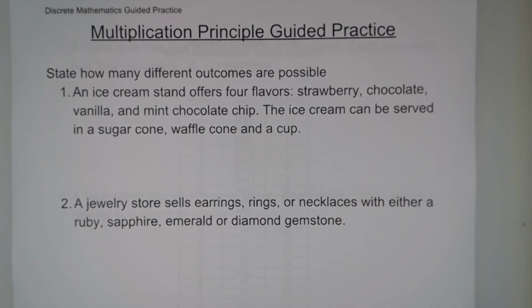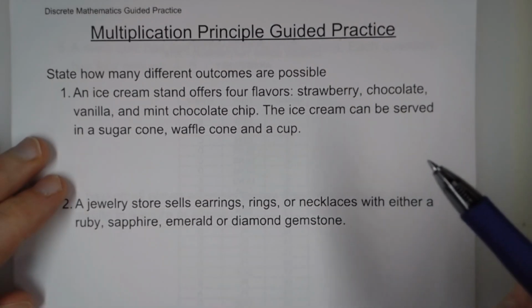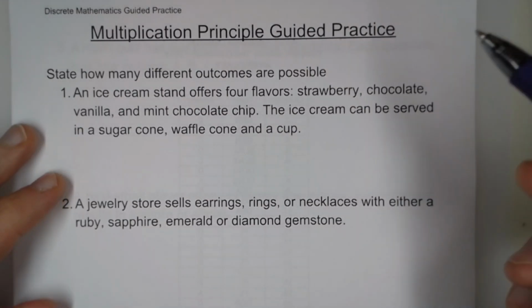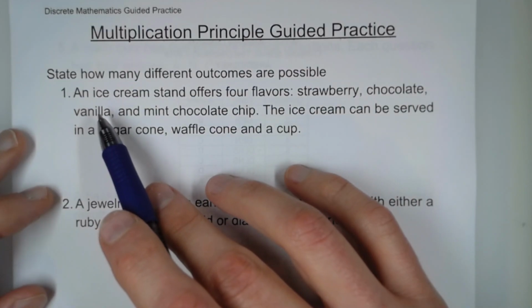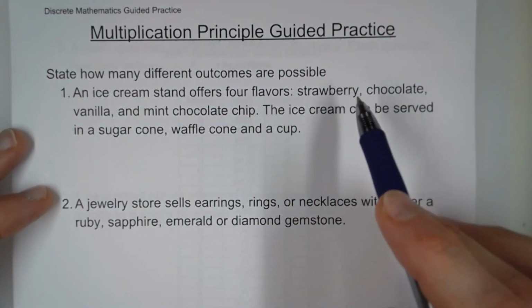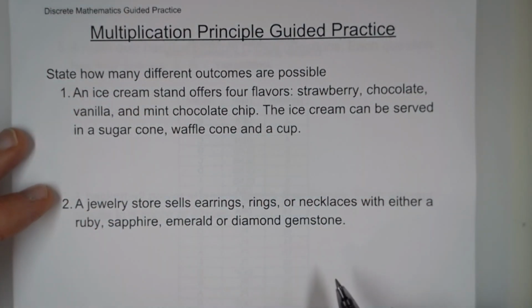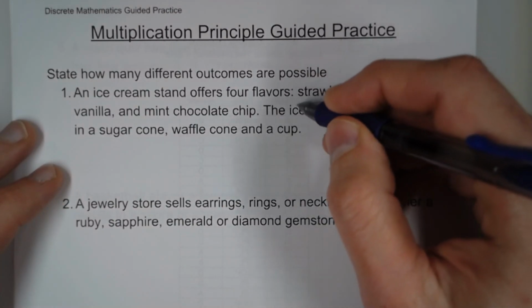Today we're talking about the multiplication principle. This is about how many different outcomes are possible when you have multiple different ingredients, as it were, or different conditions. So what we want to do is look at how many different outcomes are possible. For the first one, it says an ice cream stand offers four flavors: strawberry, chocolate, vanilla, and mint chocolate chip. So we have four flavors.